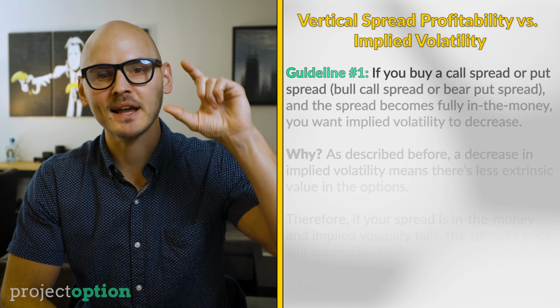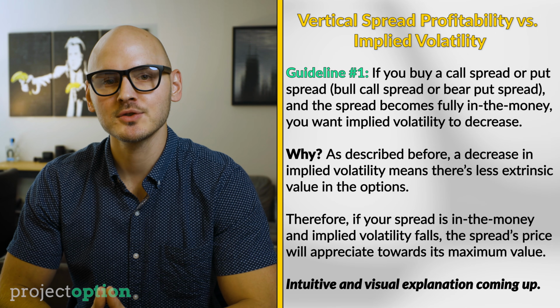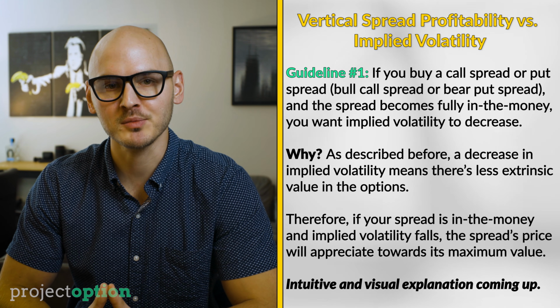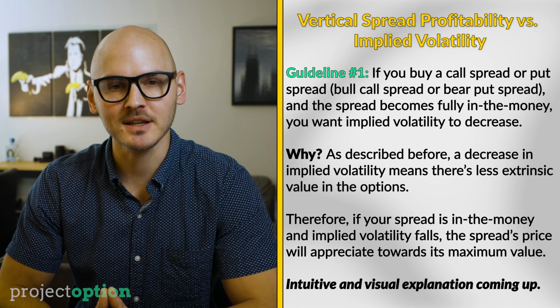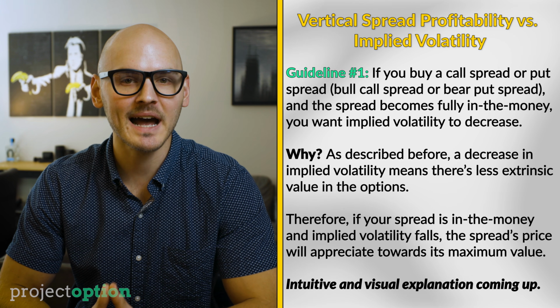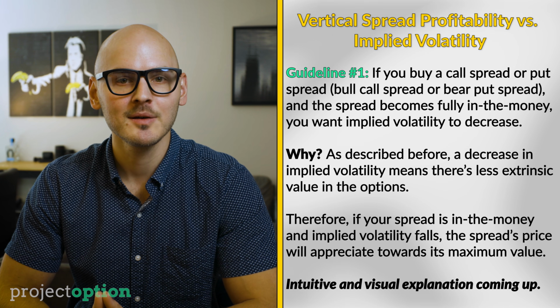The first thing is that if you buy a call spread or you buy a put spread, you want the stock price to move so that that spread becomes in the money. And if you buy a call spread or put spread and it becomes fully in the money, you want implied volatility to decrease, meaning that you want the options to have less extrinsic value relative to the time left until expiration, because with less extrinsic value in those options through a decrease in implied volatility means that the spread's price will actually expand towards the width of the strikes or its maximum value potential.